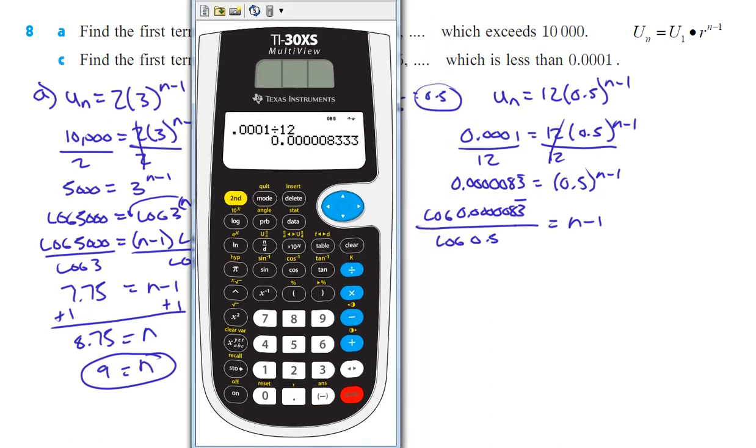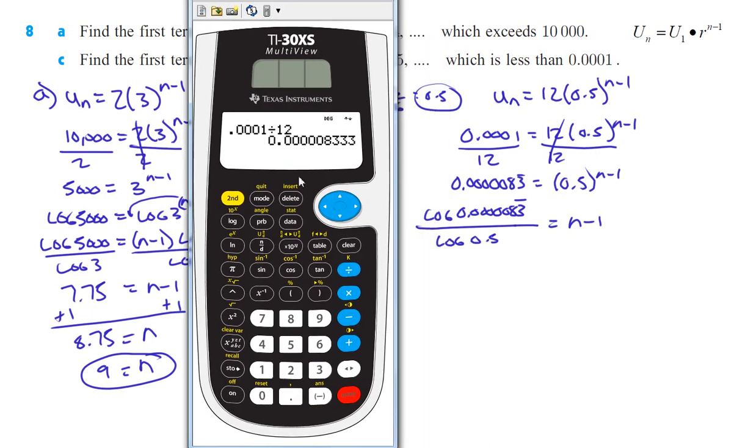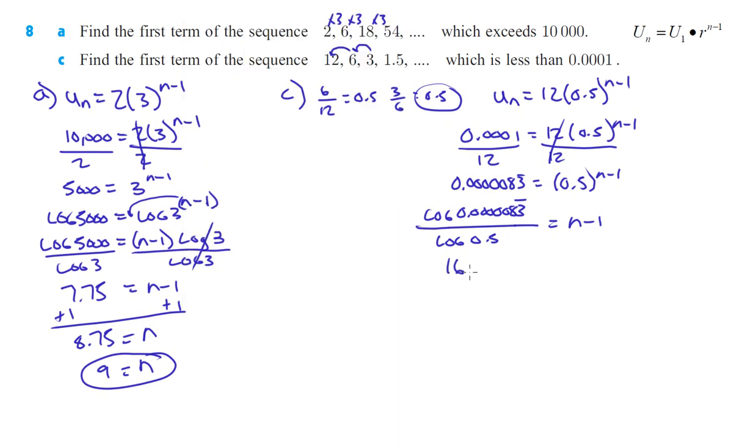Okay, so I will take the log of my answer there. It gives me negative 5.07, and then I'm going to divide that by the log of 0.5, and that gives me 16.87 equals n minus 1. So I have to add 1 to both sides, and that gives me 17.87 is what my n is.